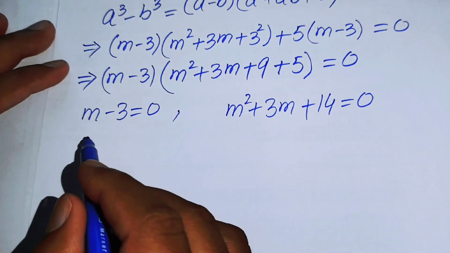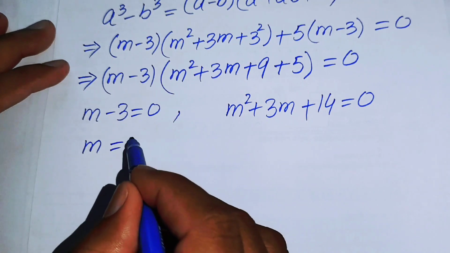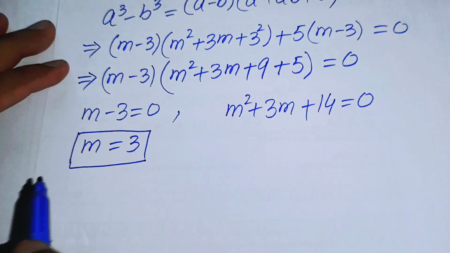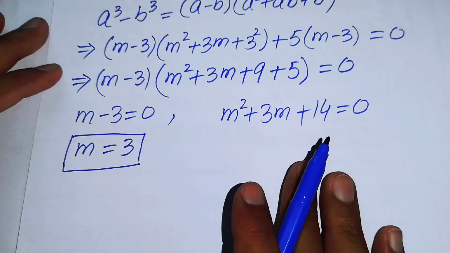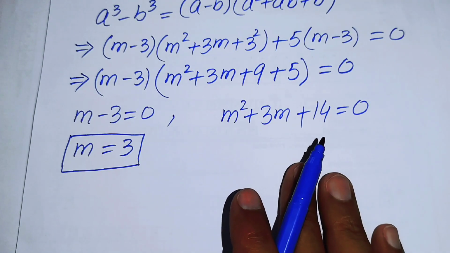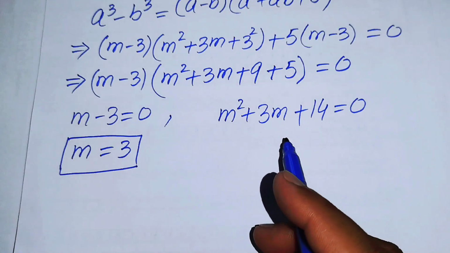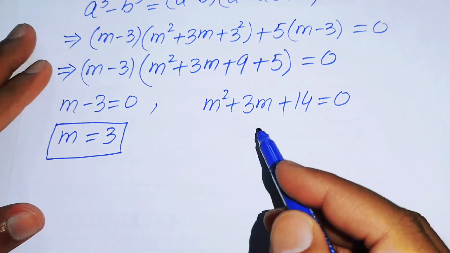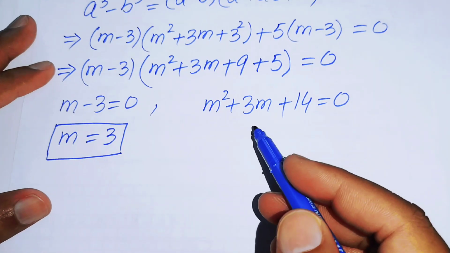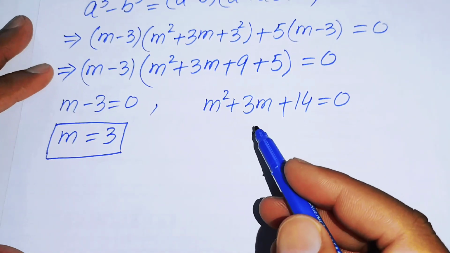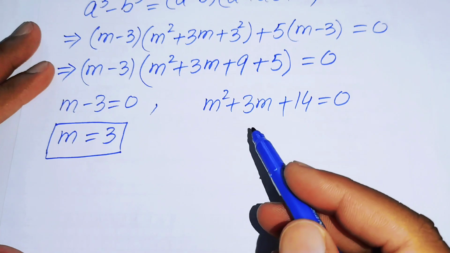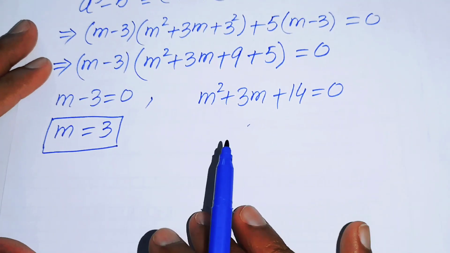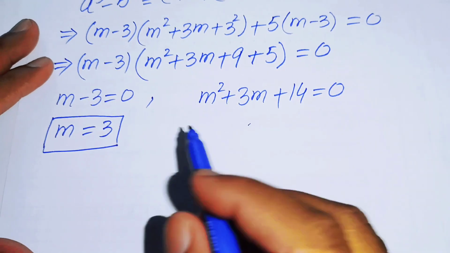And in the first case we get the value of m, which is m is equal to 3, and in order to find the other real values of the given equation, we will solve this quadratic equation. So first I will check whether this quadratic equation has real roots or complex roots. If this quadratic equation has real roots, then we will proceed with this. If it has imaginary or complex roots, then we will just neglect these roots.